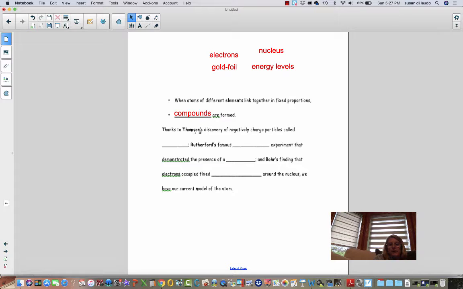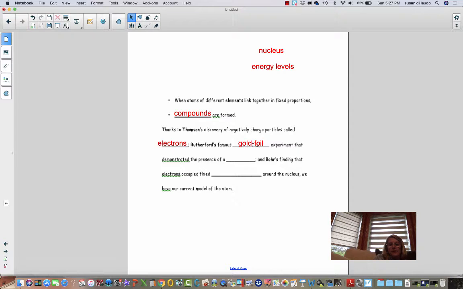Moving on from Dalton, we had Thomson. Remember, Thomson worked with cathode ray tubes and some gases. And doing his experiment, he found that there are these negative particles that we now call electrons that make up atoms. Then came Rutherford. Rutherford had a really famous gold foil experiment. You remember that famous one? He put the radioactive particles in a lead box.